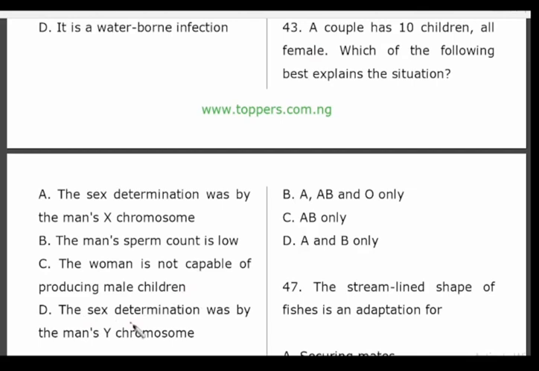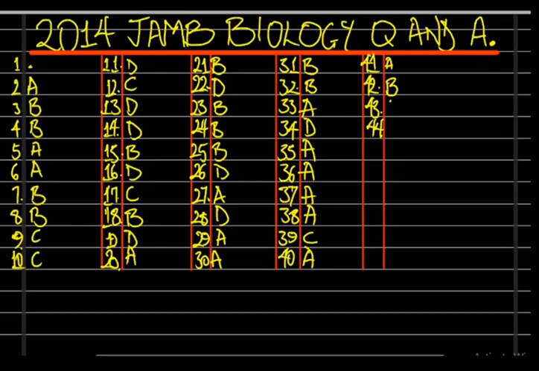And then the sex determination was by the man's Y chromosome. If it was actually the Y chromosome that was donated from the man's gamete cells, then it would definitely have been male offspring that would have been produced. But since it is the X chromosome that was donated, that is why all the offspring are appearing to be female. So that is the answer to our question, option A. And so we move to question 44 now.